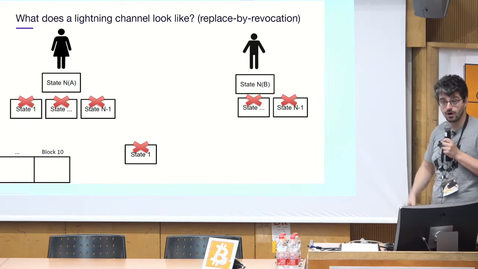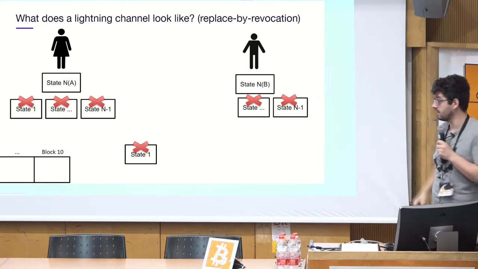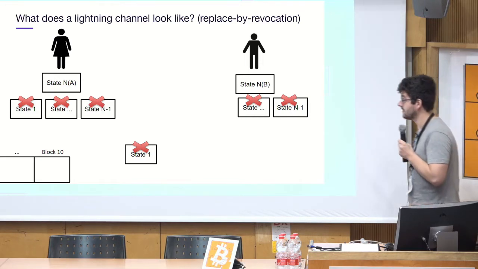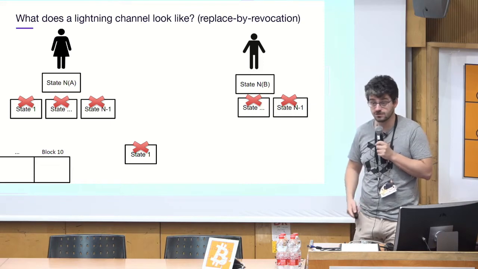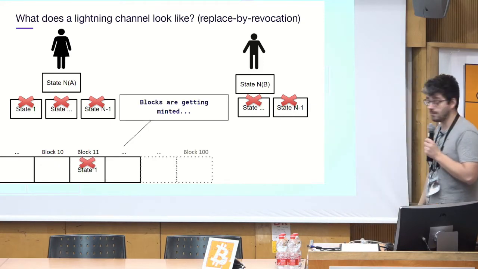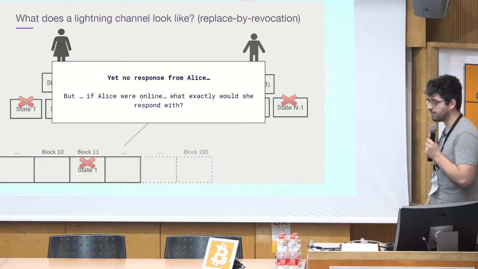Alice must respond by block 100. You know, there's 100 blocks here, or I guess 90 blocks in this case. Otherwise, Bob's going to get all the coins in the channel, and he's going to get his $1 million back. So blocks are being minted, and Alice hasn't yet responded. But what does Alice respond with?